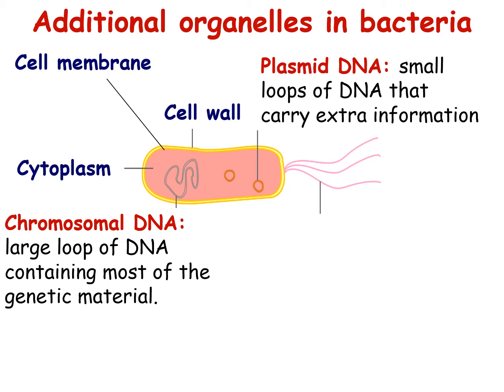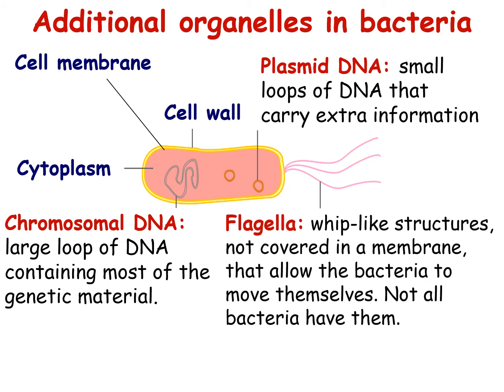but they do have those little hair-like structures which are known as flagella. Now these structures that look like hairs or whips basically allow the bacterial cell to move itself, so they allow mobility. Not all bacteria have them, but it is a general feature of some of them.